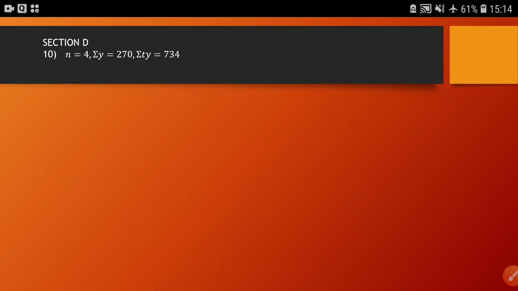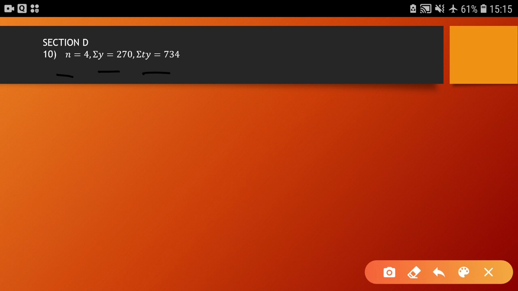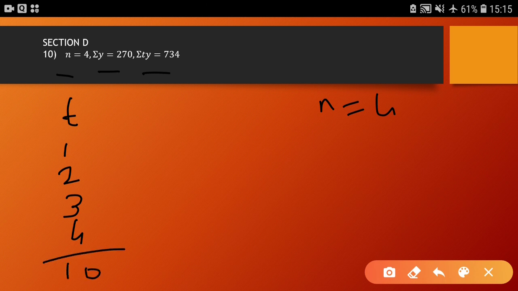We are doing this because there might be some mistaken answer in that particular sum. I'll teach you the same sum from the exercise section D and 4, sigma y, sigma ty. In this question only three pieces of information are given, and as I told you, there is not a single mistake, everything is correct. So if n is 4, your t will be 1, 2, 3, 4. If you do the total, it will be 10. Your t square will be 1, 4, 9 and 16, so sigma t square will be 30.